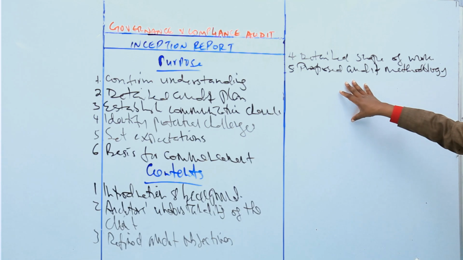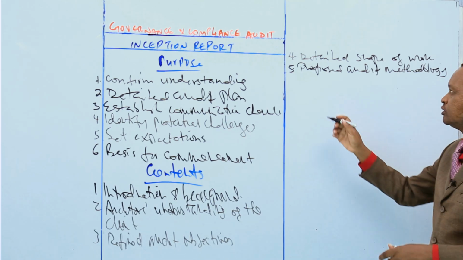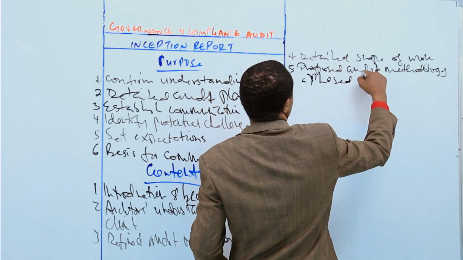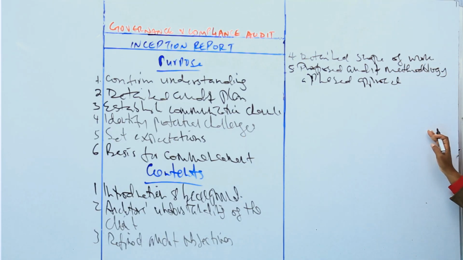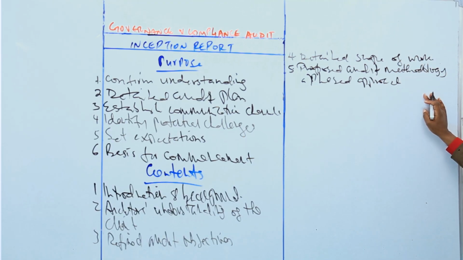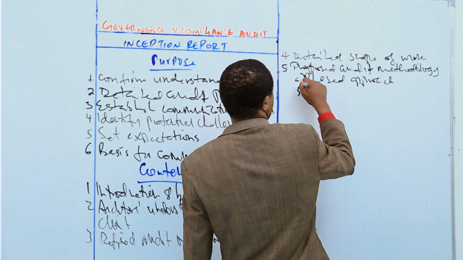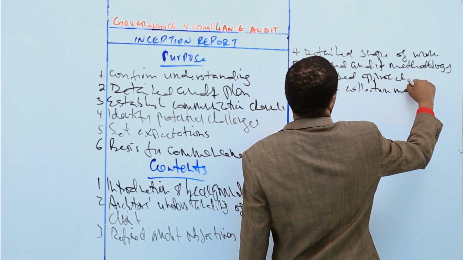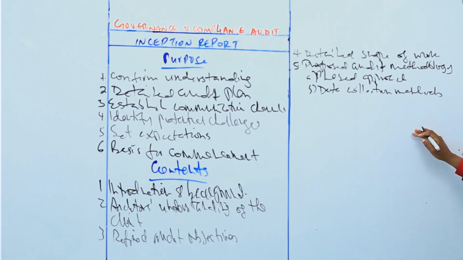So the Inception report will contain, for example, the methodology. It could be a phased approach. What will be the method or methodology for collecting audit evidence? Phased approach. It may have also data collection methods. How will the evidence be gathered? That should be part of an Inception report.